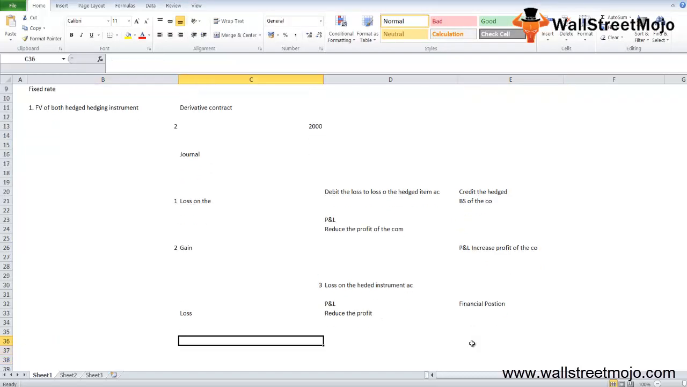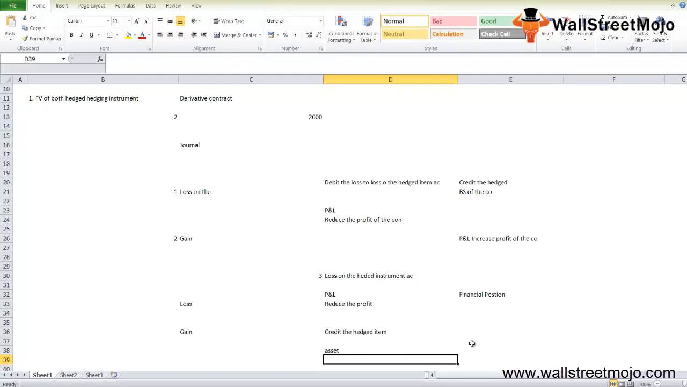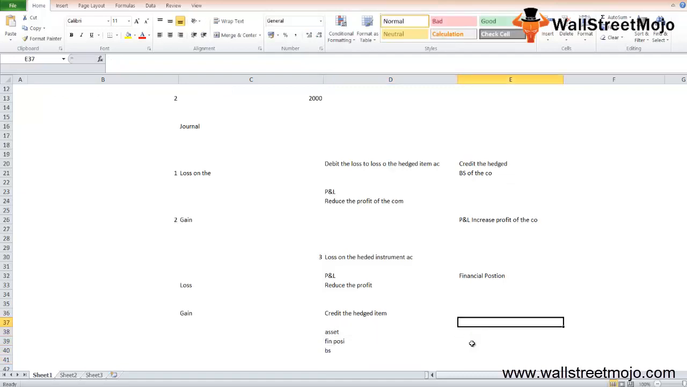Now if in this scenario a gain occurs in the hedging instrument in the reporting period, then we will debit the hedging instrument, since this is an asset and the value of the asset will go up, and this will affect the financial position, that is the balance sheet of the company. This will have an effect on the profit and loss account, and there will be an increase in the profit of the company.